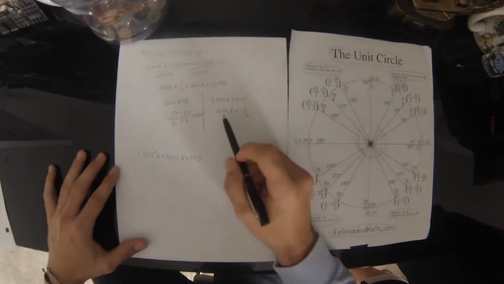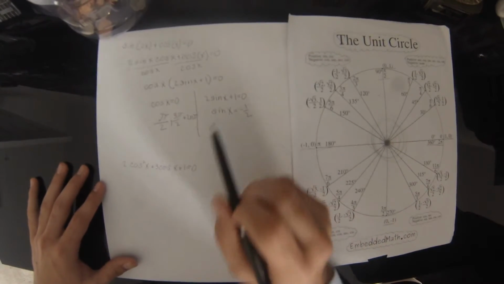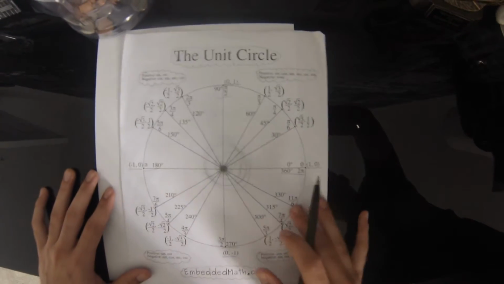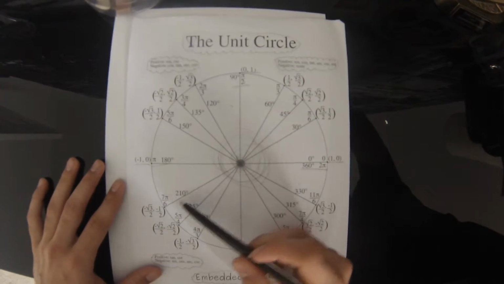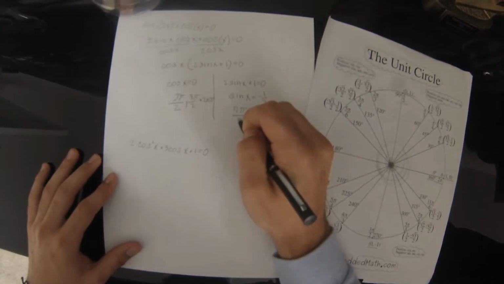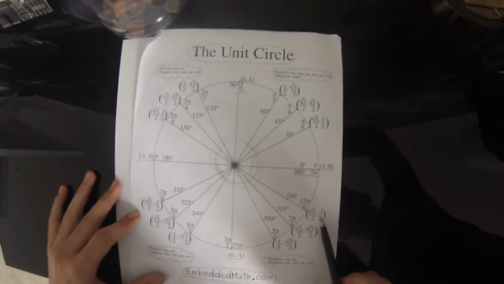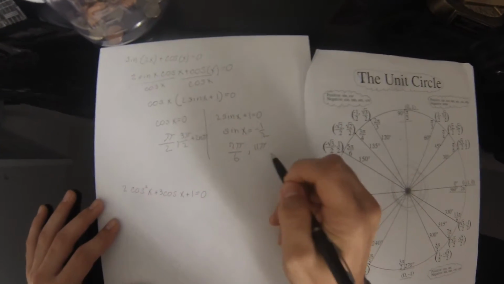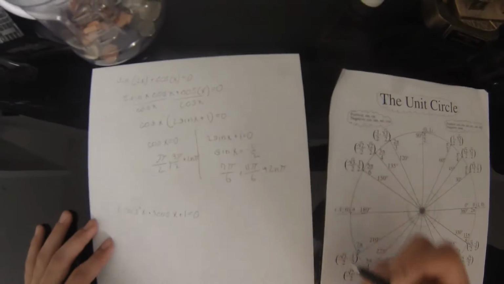And then for sin, you're always looking for the y. So for sine, we are looking for negative 1 half in the y coordinate. For negative 1 half in the y coordinate, we have 210 degrees, so that's 7 pi over 6. We also have 330 degrees, so 11 pi over 6. And that's it, and then plus 2n pi.